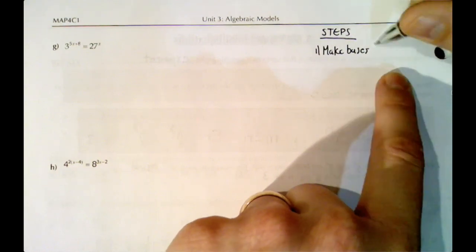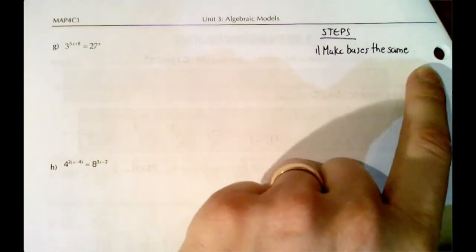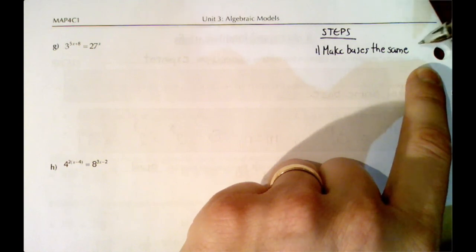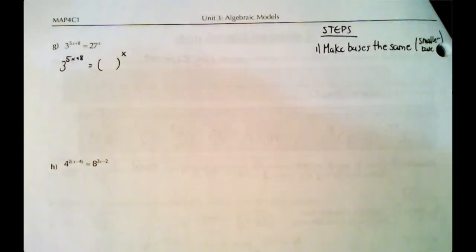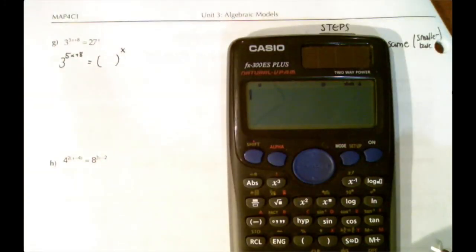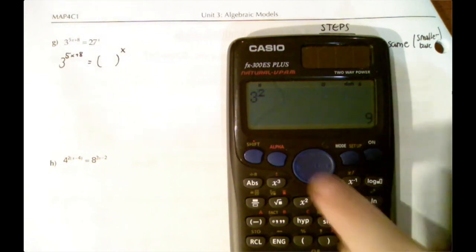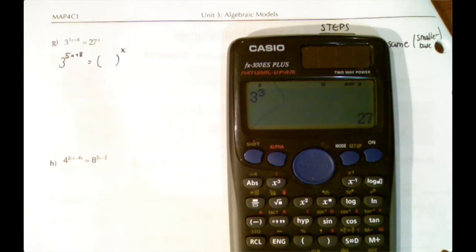So I'm going to write a couple steps over here on the right side. Steps to solving. Step 1, make bases the same. And what do I mean by make bases the same? I mean the smaller base. So let's change 27 to 3 to the exponent something. We're not changing this side. We are changing 27. There's still an x out there. We want to make 27 have a base of 3. So 3 to the exponent something is going to be 27. 3 squared is 9, so that's not 2. Let's try one bigger. 3 to the exponent 3 is 27.